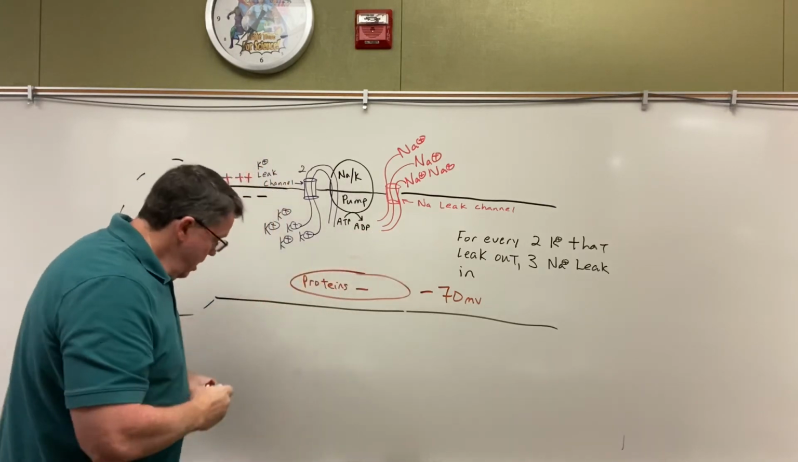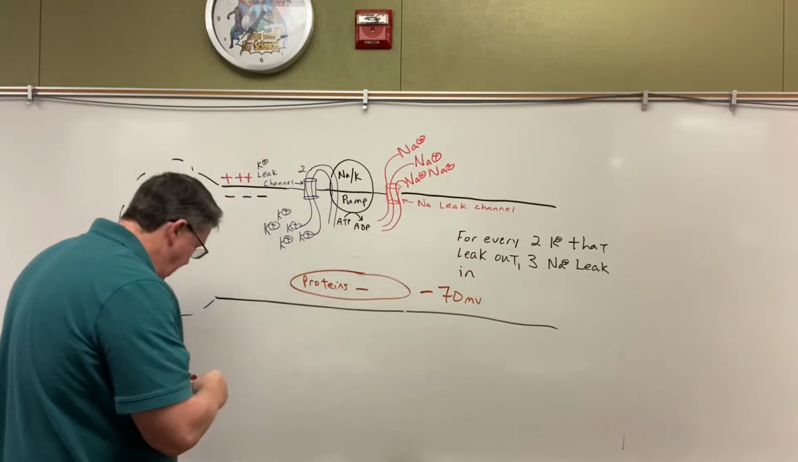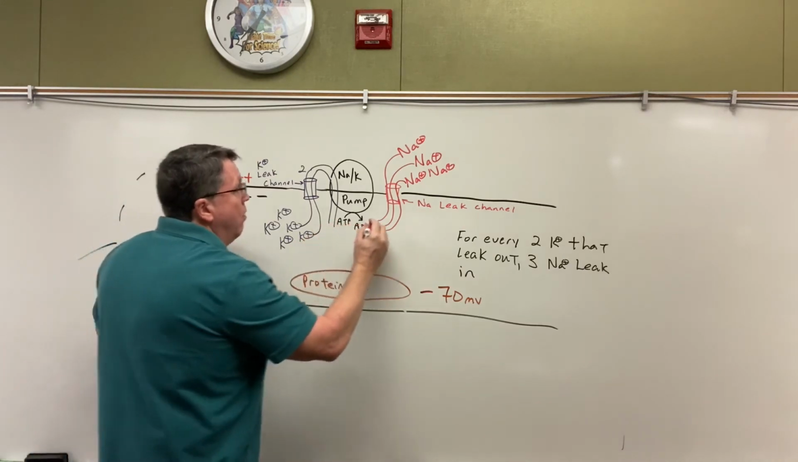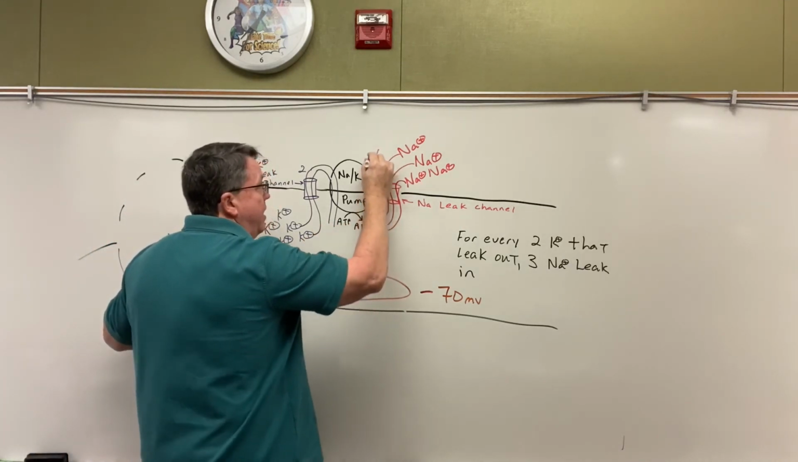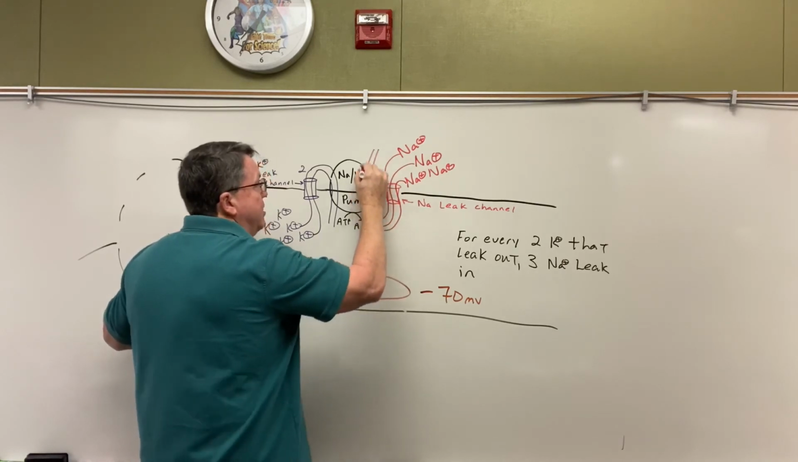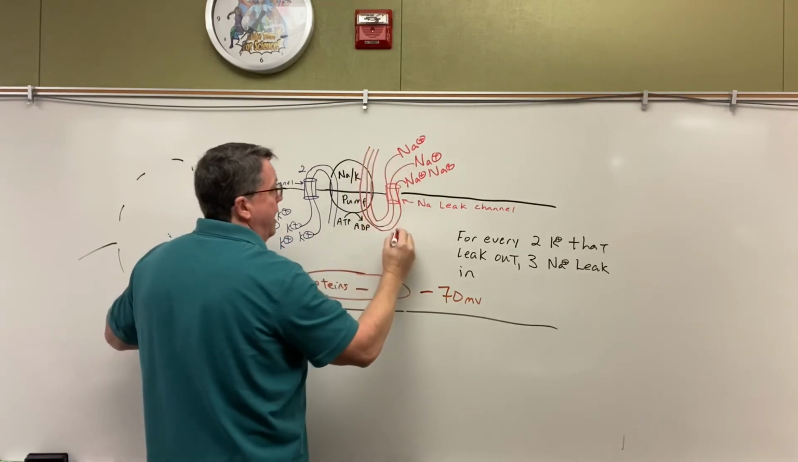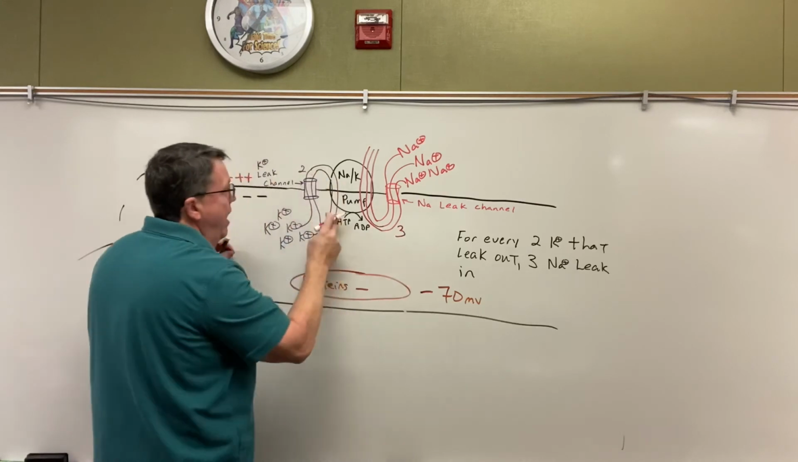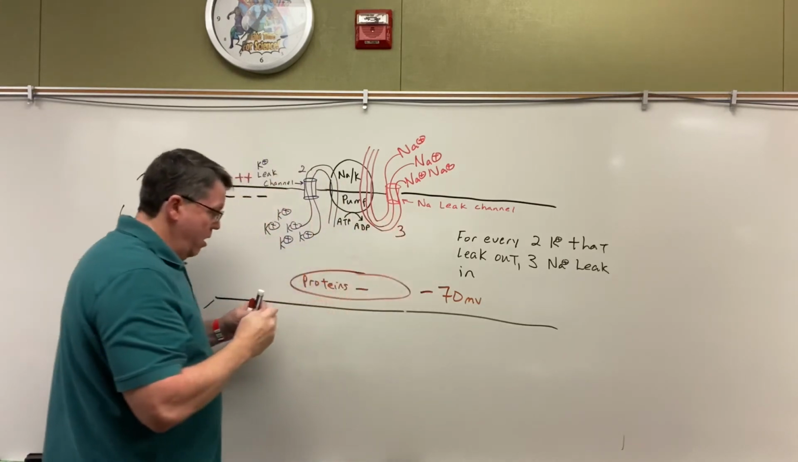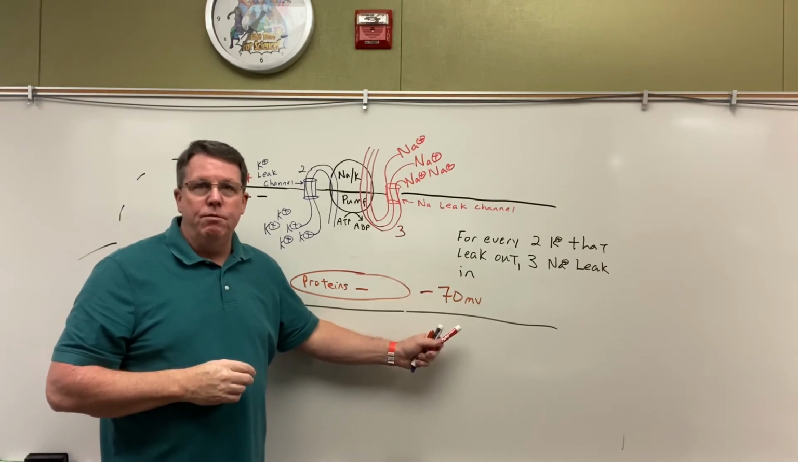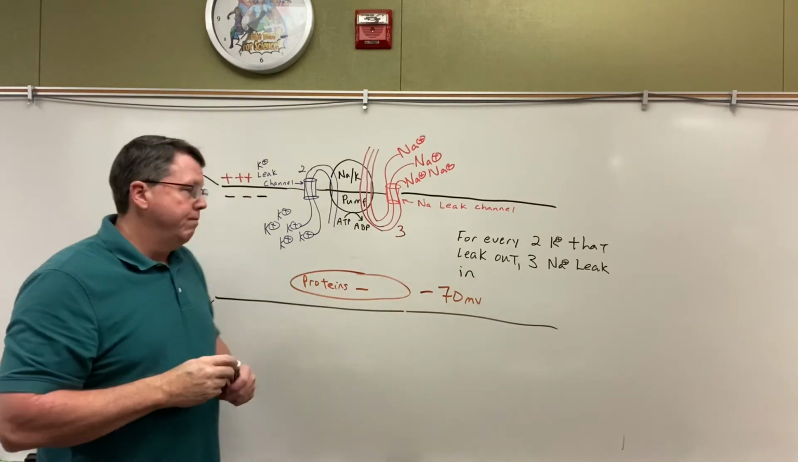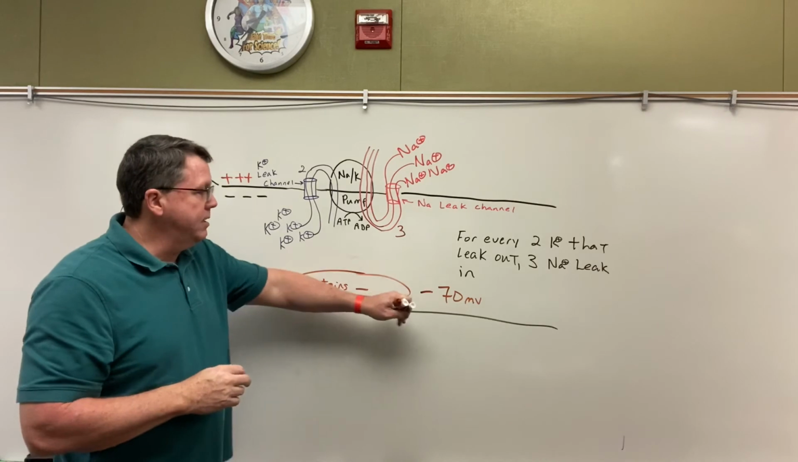Okay? The other thing that happens now is my sodium is pumped out as fast as it comes in. And once again, this is going to require energy. Okay? So for every 2 that go out, 3 come in. What that will do is maintain this negative 70 millivolts, that balance. Okay? So that's my resting membrane potential.